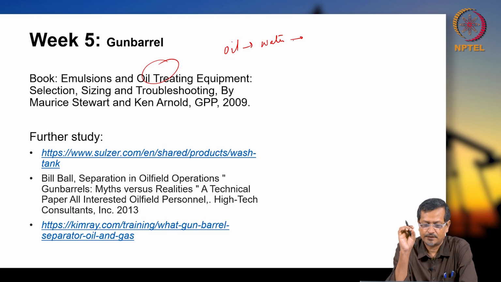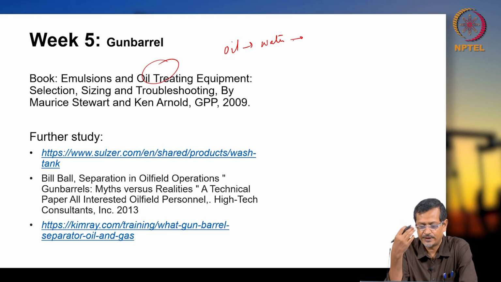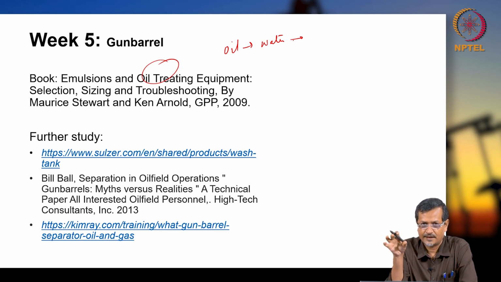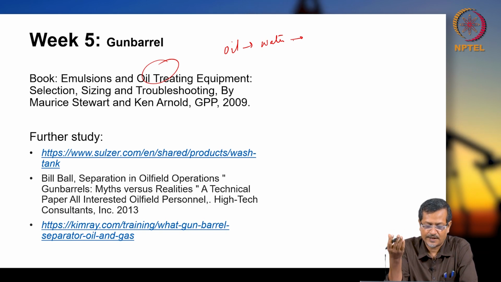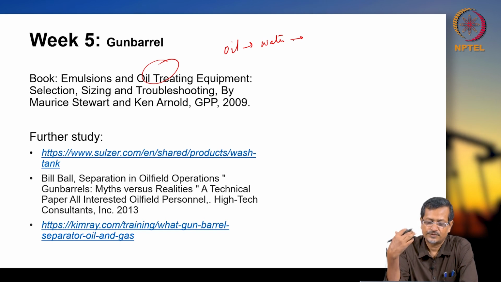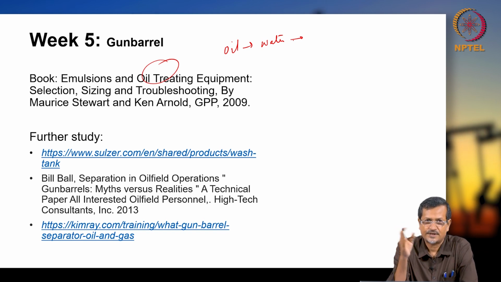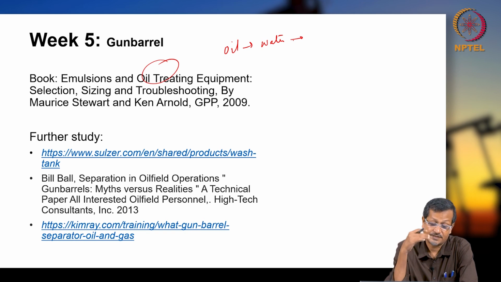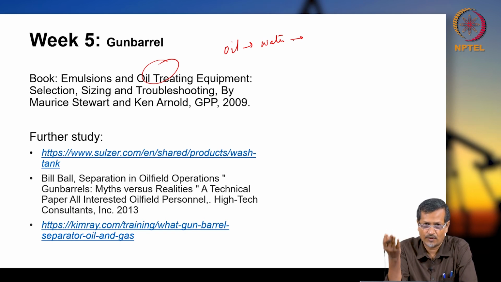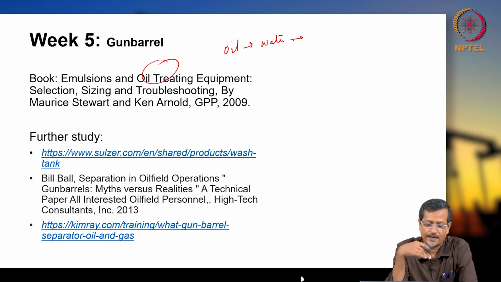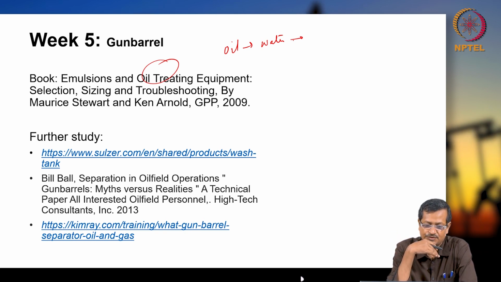So what people will be doing, they will be using some mechanical arrangement so that separation can be quicker, or they will be using heating mechanism or electrical mechanism. So different ways people will try to separate oil and water emulsion. In some cases they will be giving longer time, so that oil particles will be separating from water, water particles will be separating from oil. And today's lecture is gun barrel.